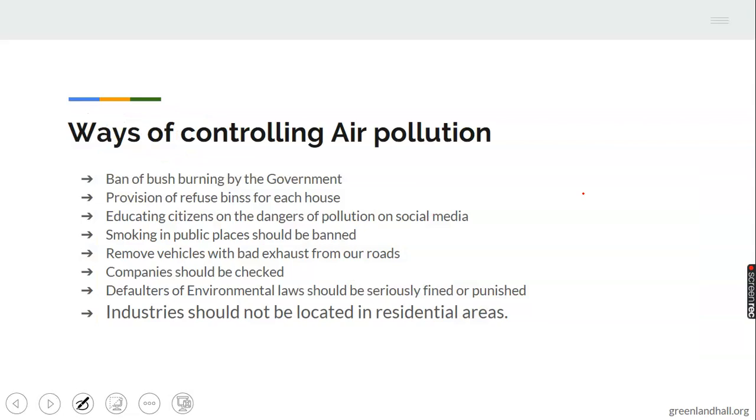Number one, ban of bush burning by the government. The government should ban bush burning. They should not burn bush again around the environment. It's very dangerous.